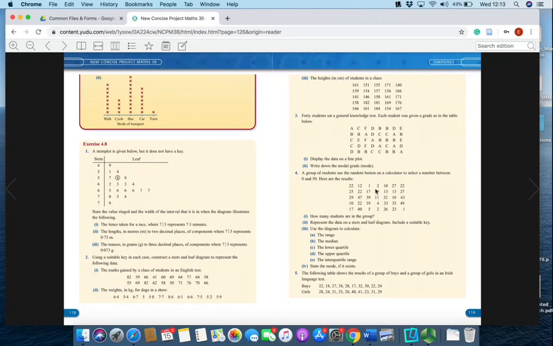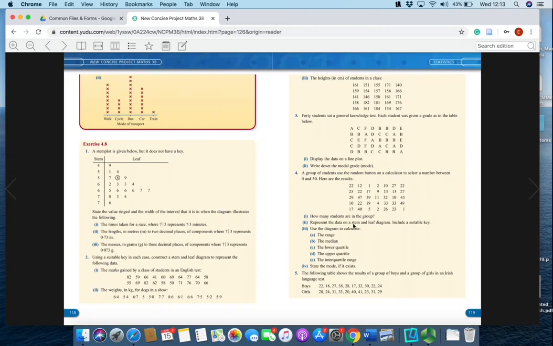A group of students use the random button on a calculator to select a number between 0 and 50. Here are the results. How many students are in the group? Represent the data on a stem and leaf diagram. Include a suitable key. Use the diagram to calculate X, Y, Z. Okay, so how many students? 1, 2, 3, 4, 5, 6, 7. 1, 2, 3, 4, 5, 7 5s, 35 students. So represent the data on a stem and leaf.